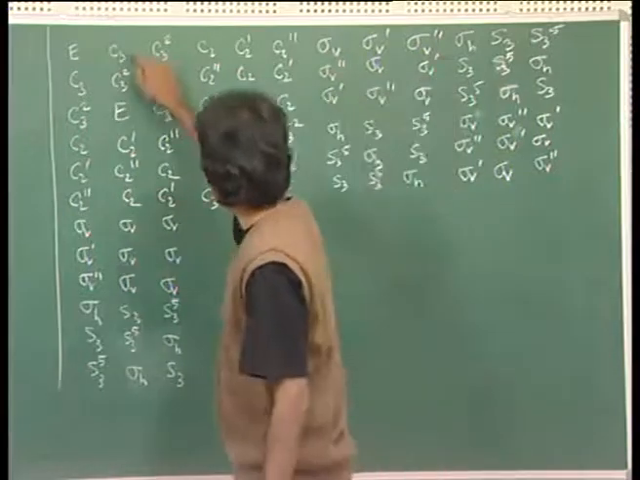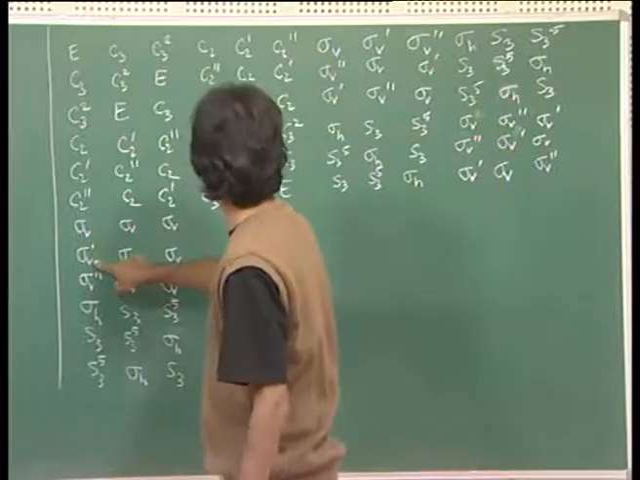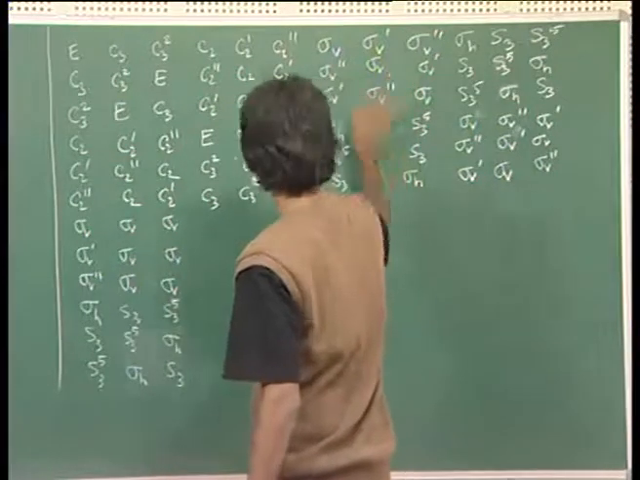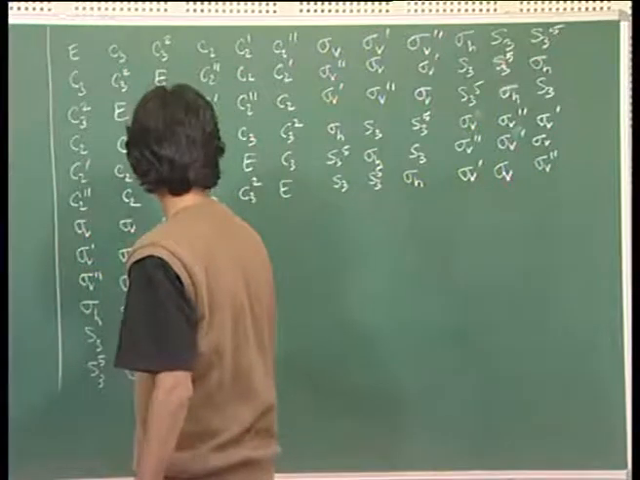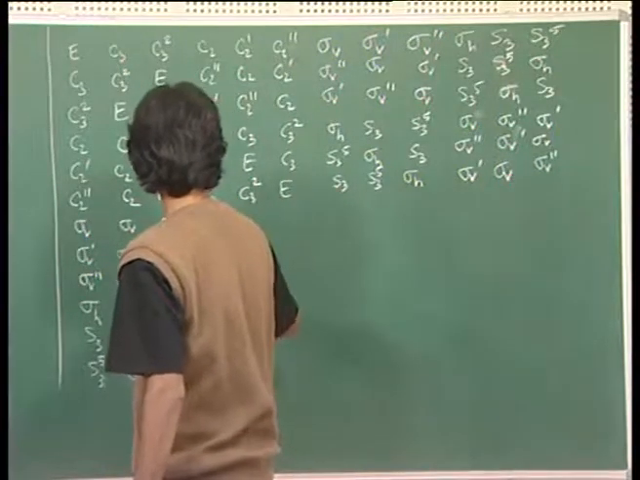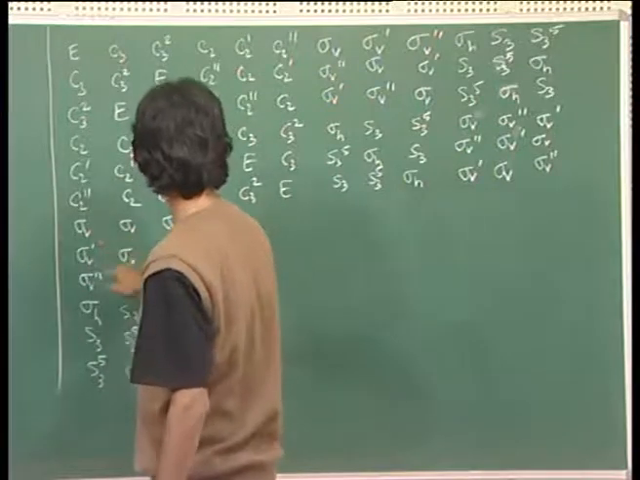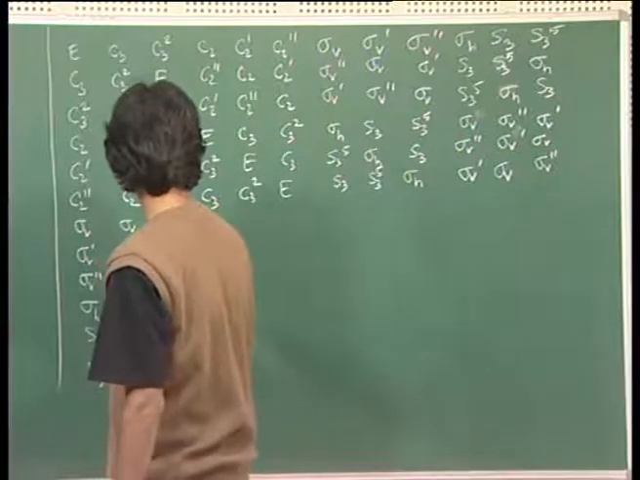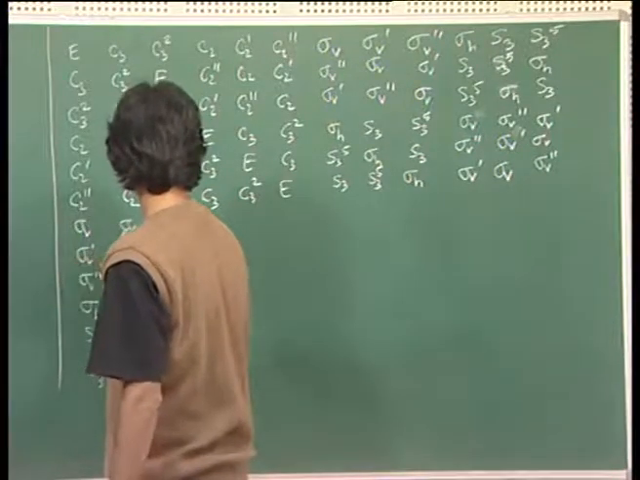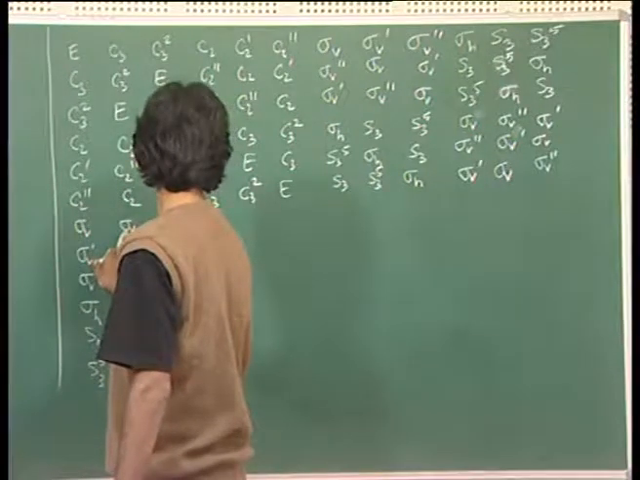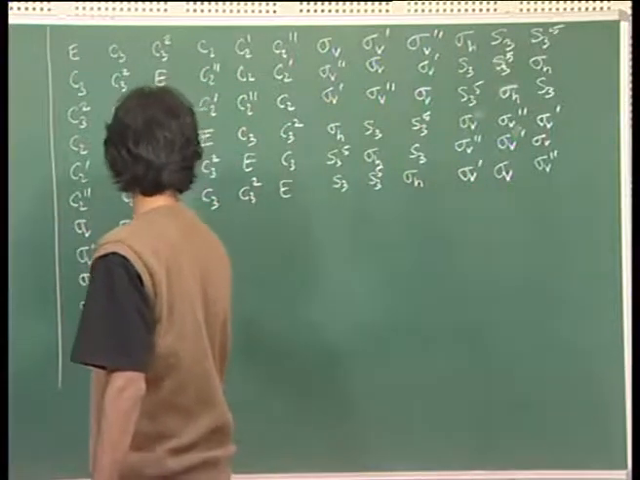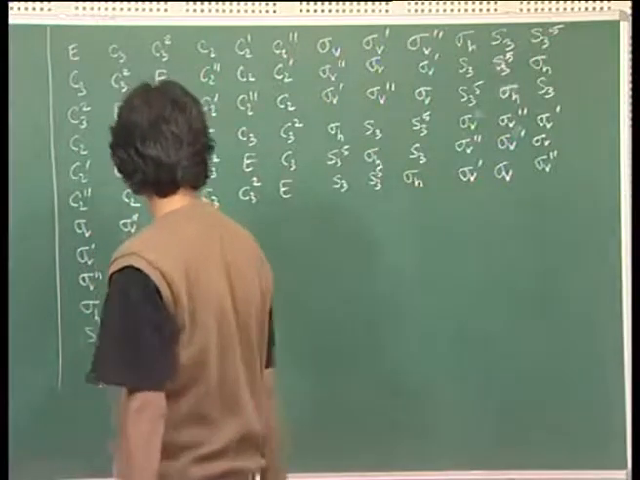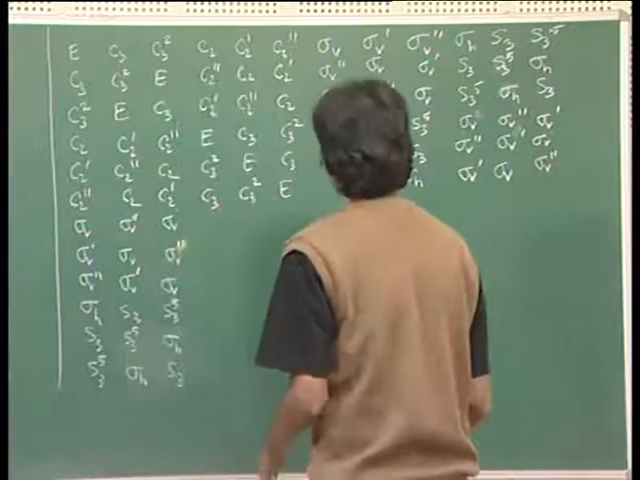Now this will be C3 followed by sigma v prime. That is same as sigma v prime followed by C3, and that is sigma v. And so this will be sigma v double prime, sigma v. Sigma v double prime, and so this should be sigma v double prime, sigma v. That should be complete.